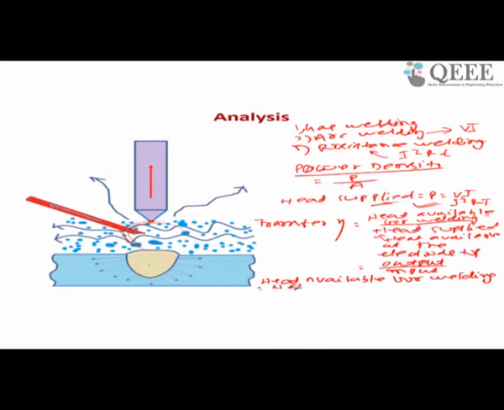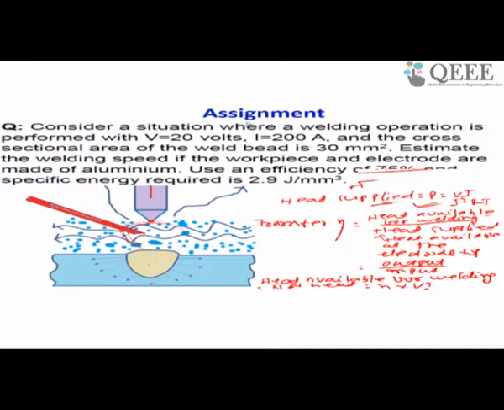Net heat equal to what? Net heat equal to efficiency into what? Heat supplied, VI. Okay, so this is net heat. So net heat equal to what we got? Net heat equal to efficiency into power, or VI, or this is nothing but VI or I square RT. Now this is about net heat.